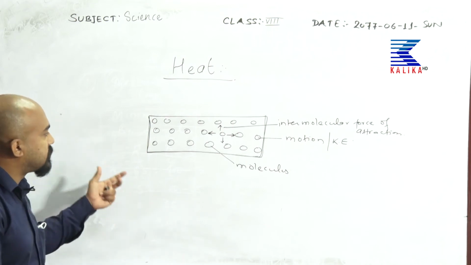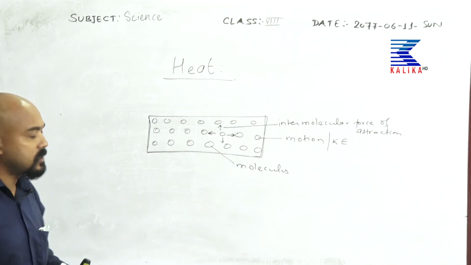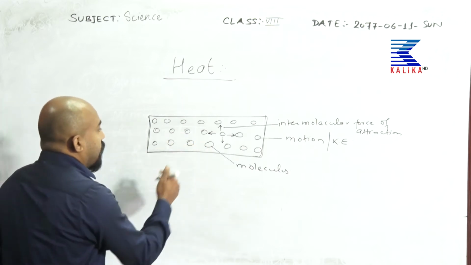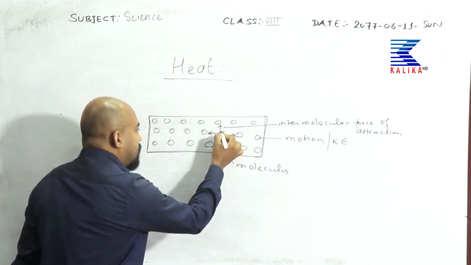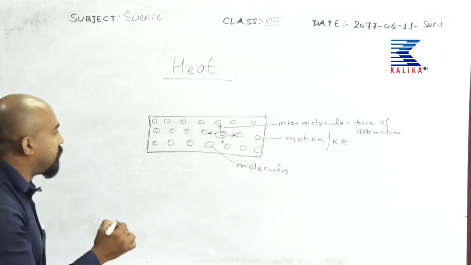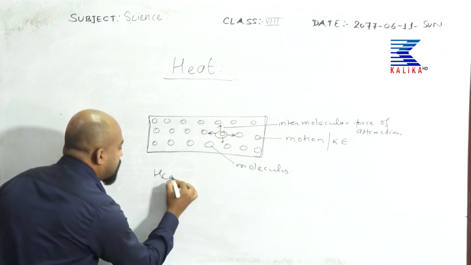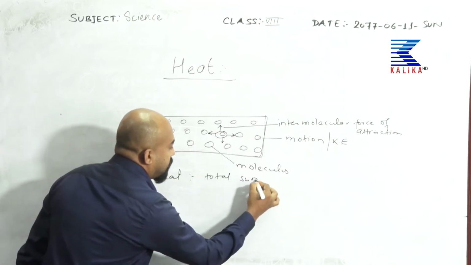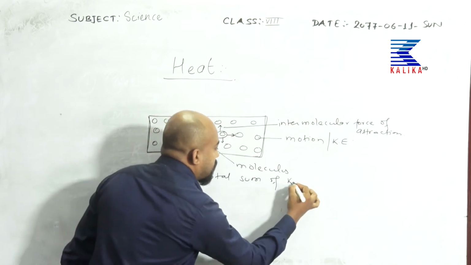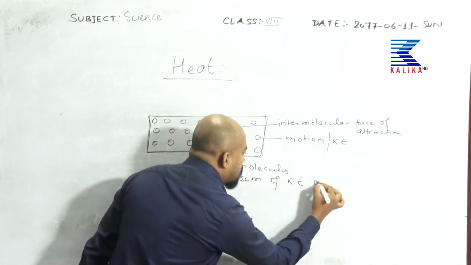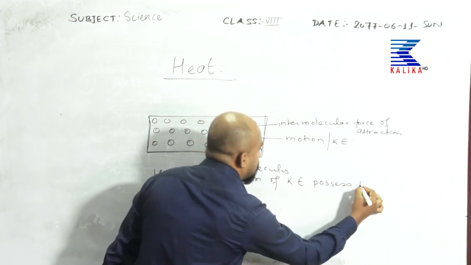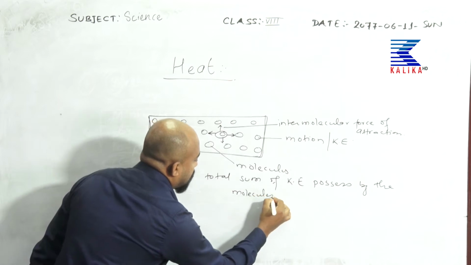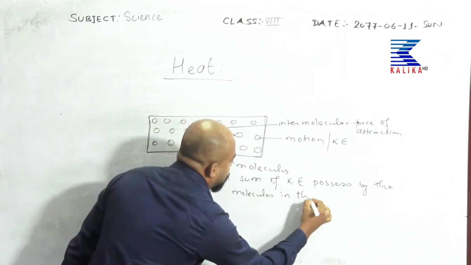So, the molecules of gases are free and far apart, and gases do not have a fixed volume or fixed shape. These molecules are in motion and possess kinetic energy. So, on a molecular basis, heat is defined as the total sum of kinetic energy possessed by the molecules present in that object.